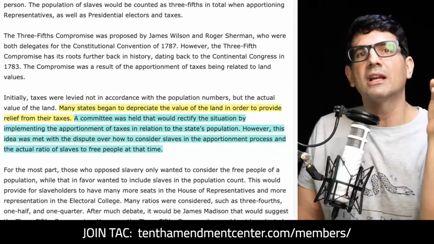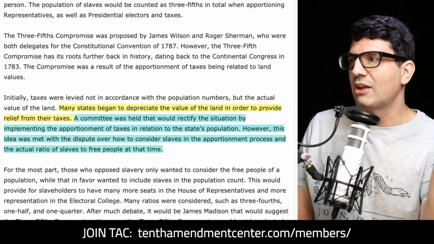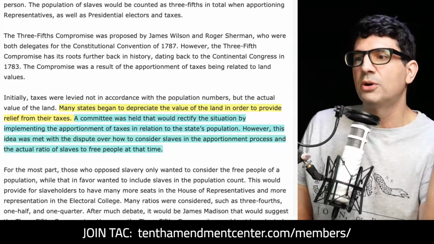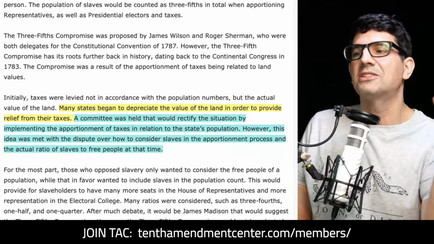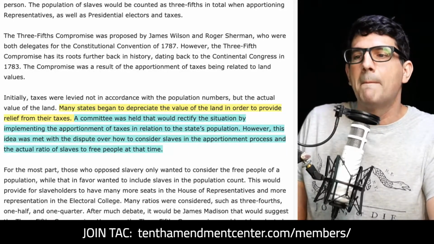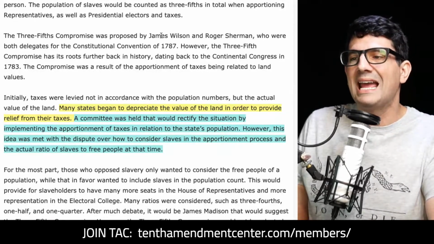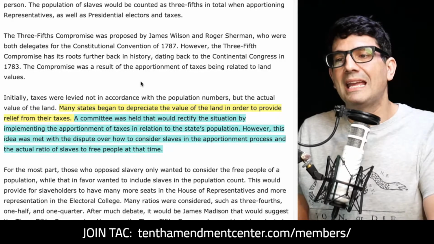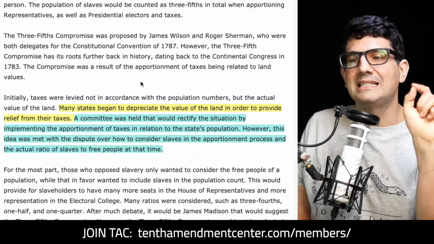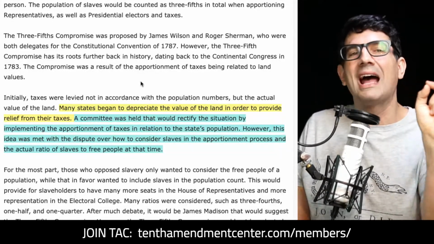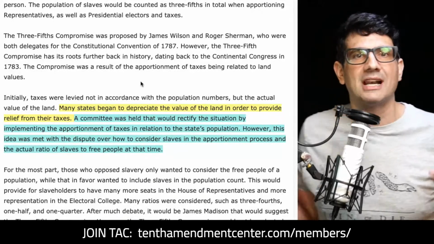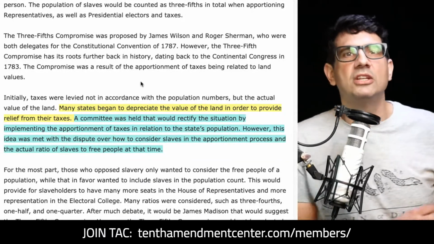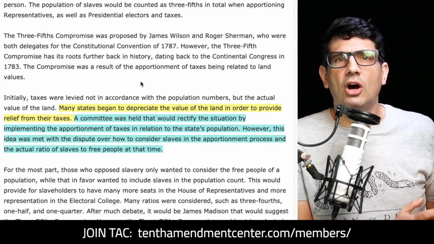So they put together a committee under the Articles of Confederation. The Continental Congress put together a committee that would supposedly rectify the situation by implementing the apportionment of taxes in relation to the state's population. However, this idea was met with the dispute over how to consider slaves. So it's really started at that point. Well, do we include them?